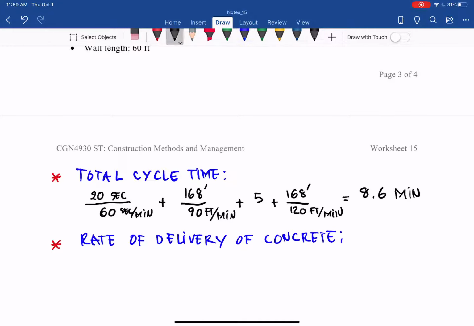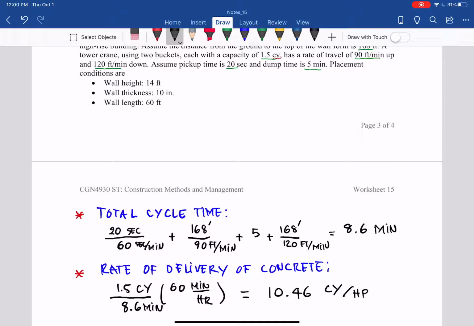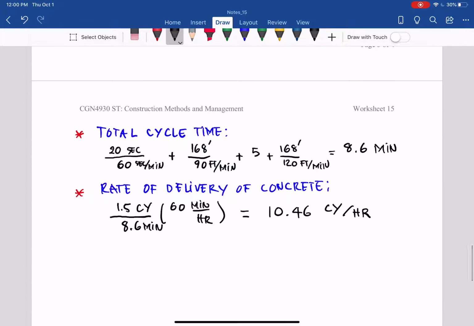So we already know it will be the volume per cycle, 1.5 cubic yard, divided by the cycle time, 8.6 minutes. And if we are talking about per hour, we multiply by 60 minutes per hour. So from here we get 10.46, and the unit is cubic yard per hour. So in this case we can deliver and place 10.46 cubic yard per hour. So we know the rate.